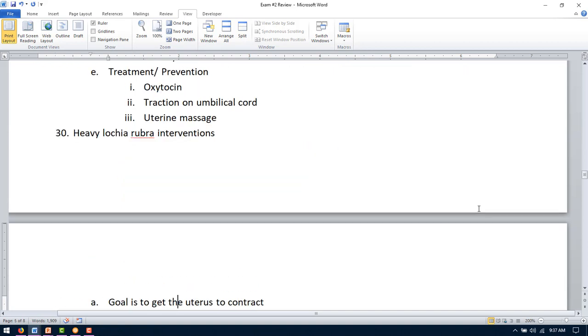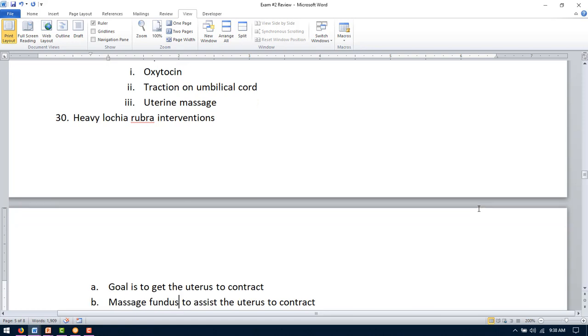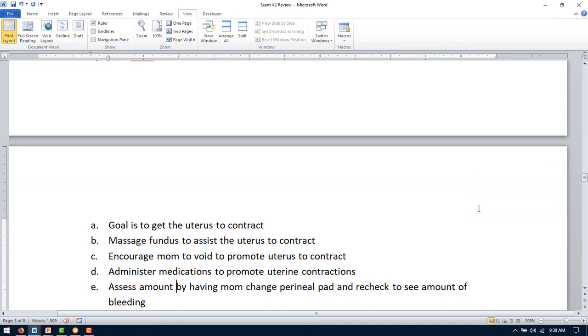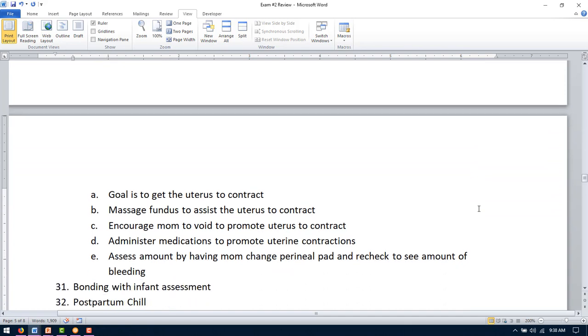So our treatment, we're going to give oxytocin, which we do after delivery, and we're going to hold traction on that umbilical cord. But remember, we're not going to pull it. We're just going to hold it. And then we're going to use uterine massage, but we do not do massage until that placenta is expelled. So if our mom has heavy lochia rubra, or heavy bleeding, our goal is to get that uterus to contract to cut off those blood vessels.